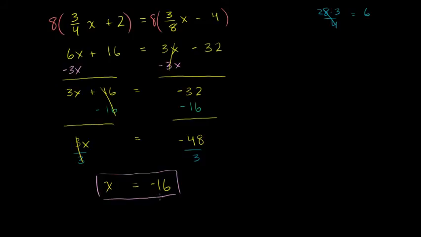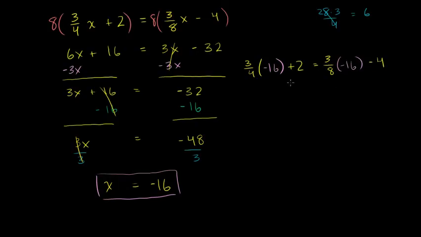So let's make sure that this actually works by substituting into the original equation up here. And the original equation didn't have those 8's out front. So let's substitute in the original equation. We get 3 over 4 times -16 plus 2 needs to be equal to 3/8 times -16 minus 4.